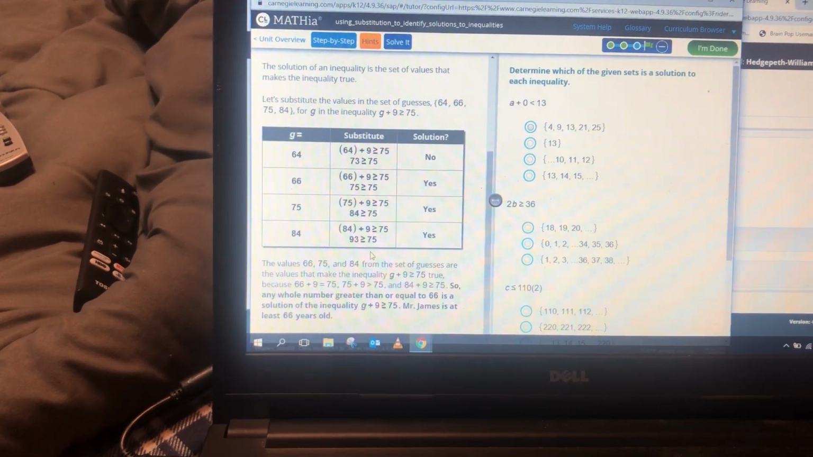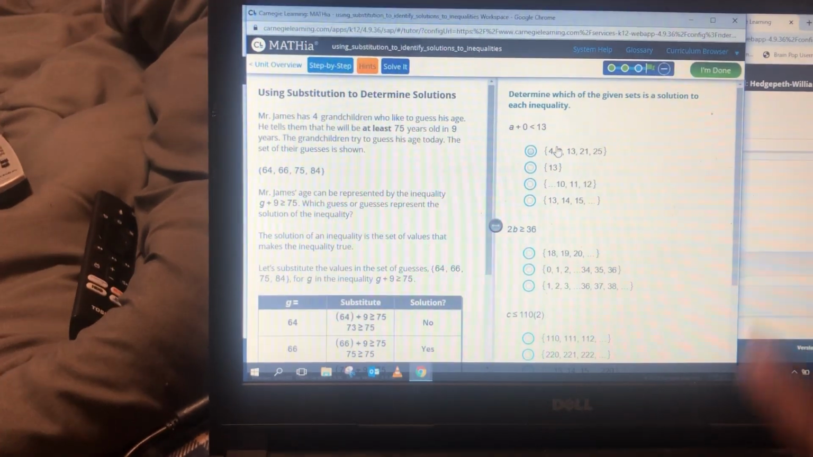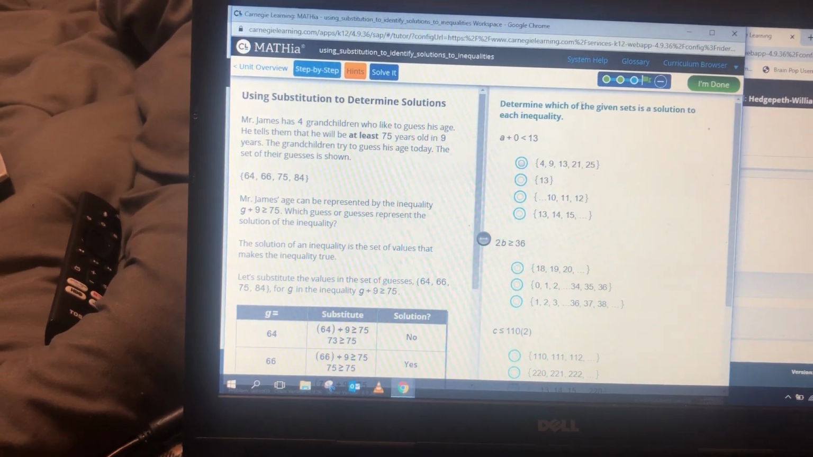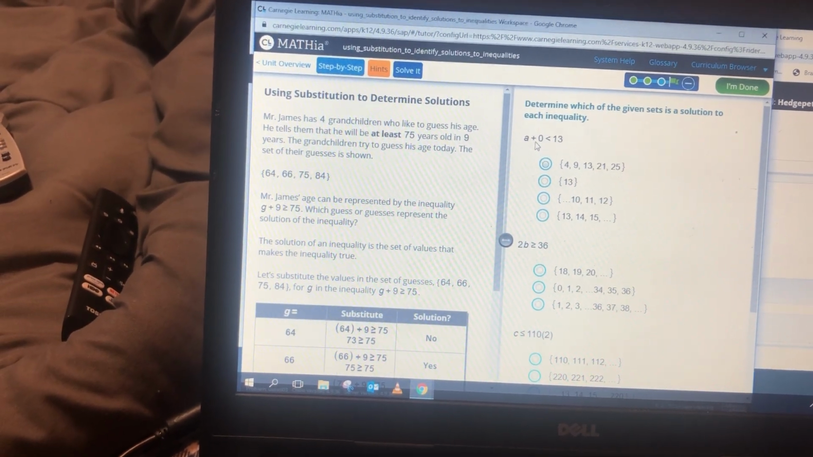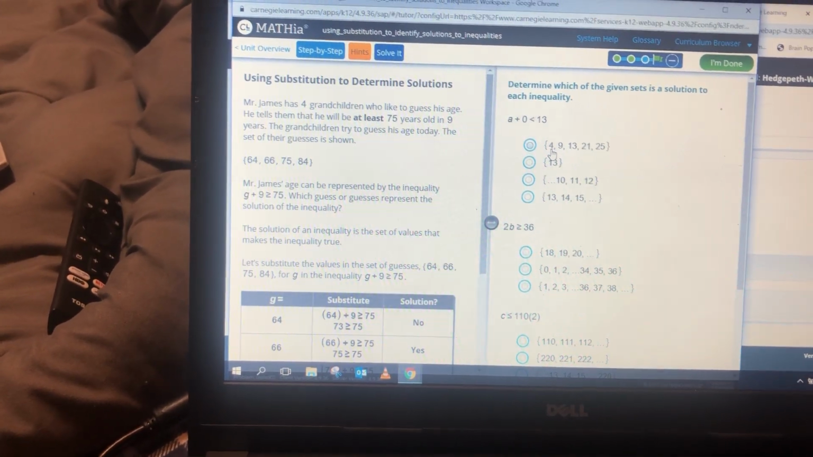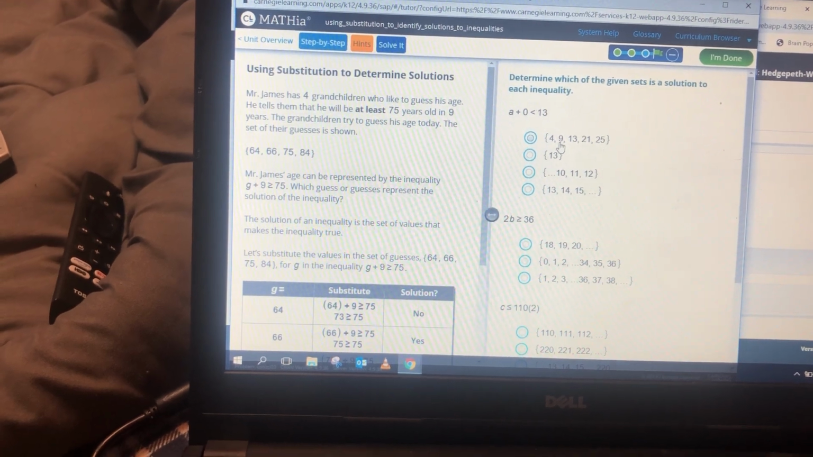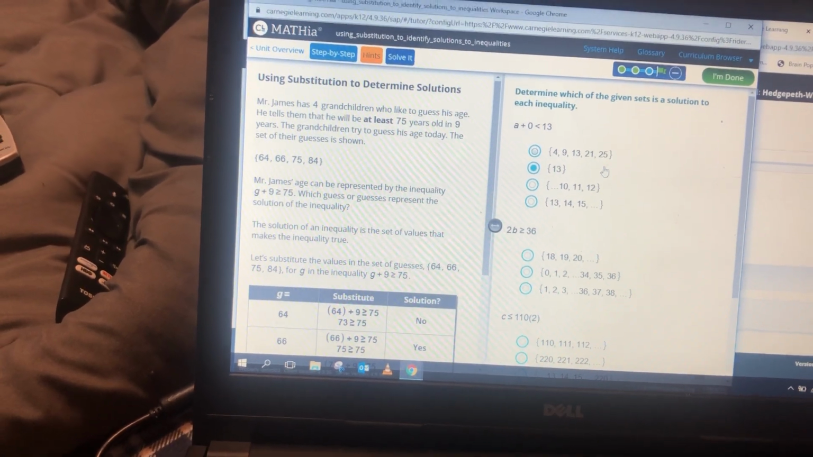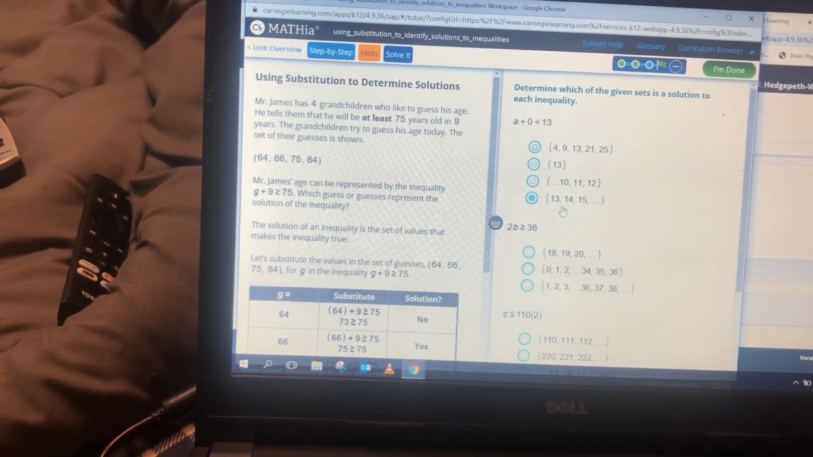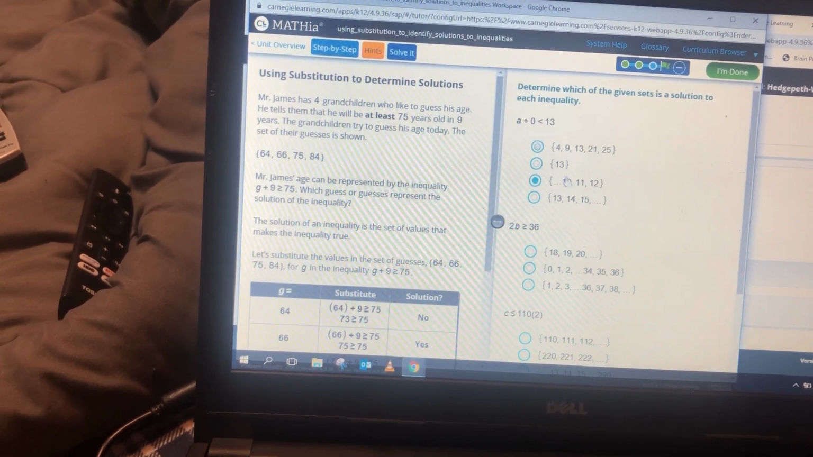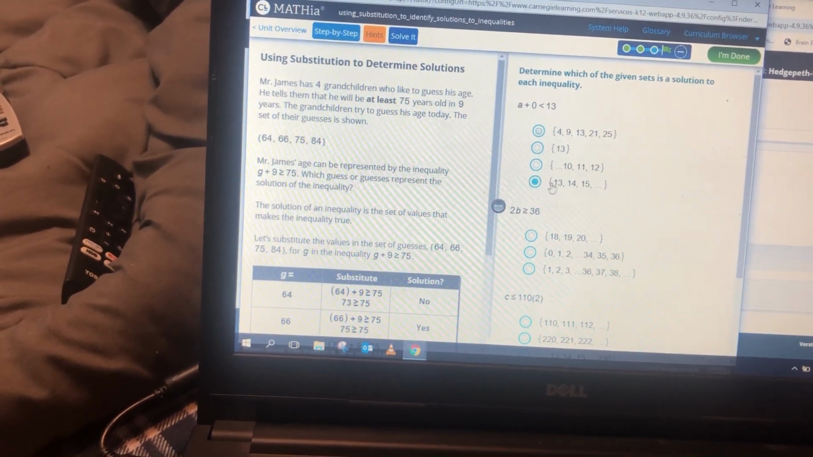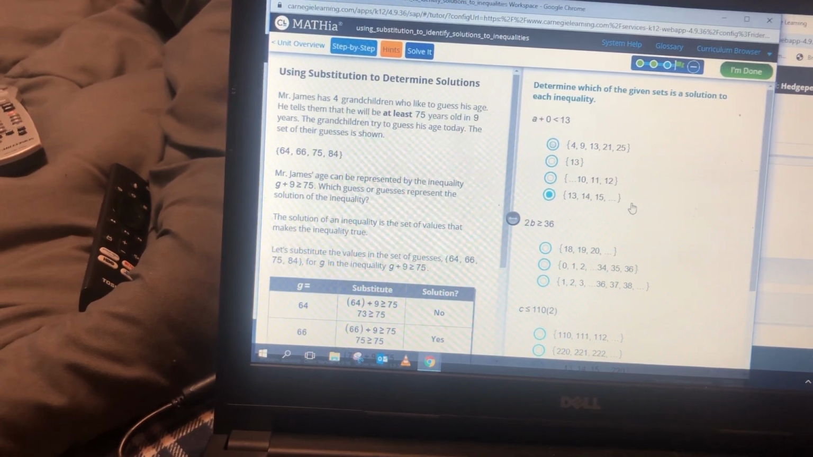So now let's look over here. Determine which of the given sets is a solution to each inequality. Here we have A plus 0 is less than 13. A could be 4, 9, 13, 21, 25. A can be 13. A can be 10, 11, 12. Or A can be 13, 14, 15, and so forth.